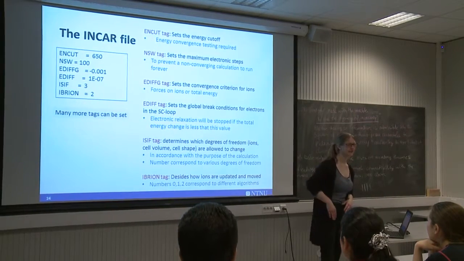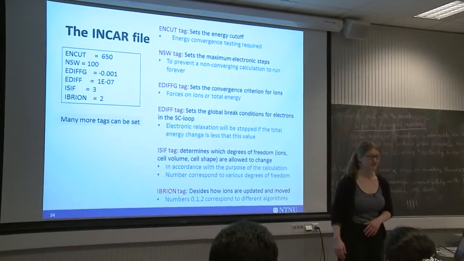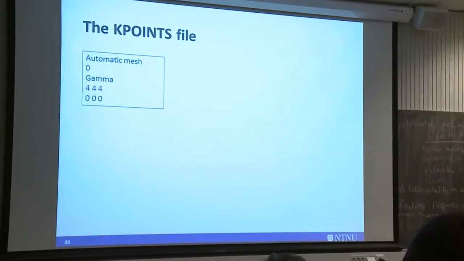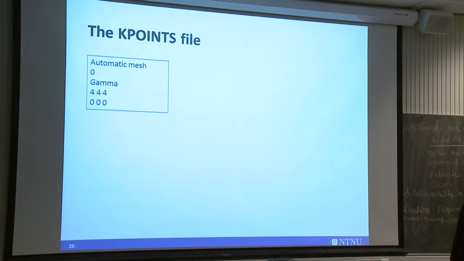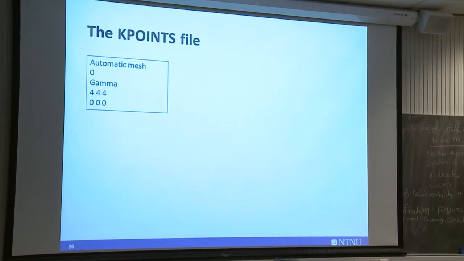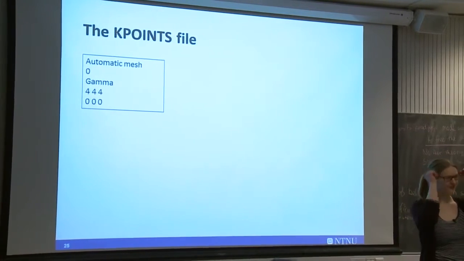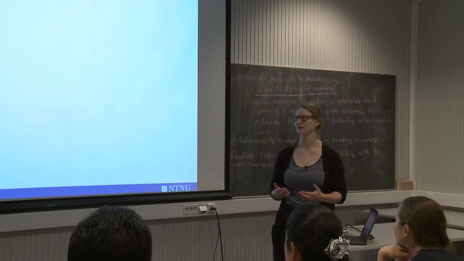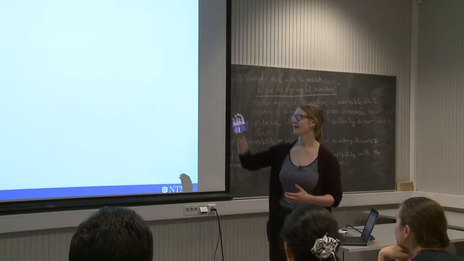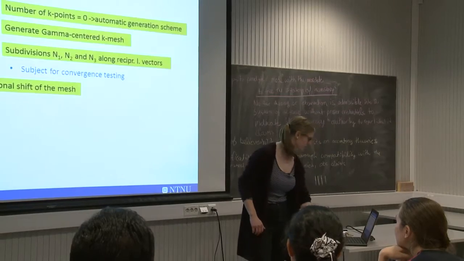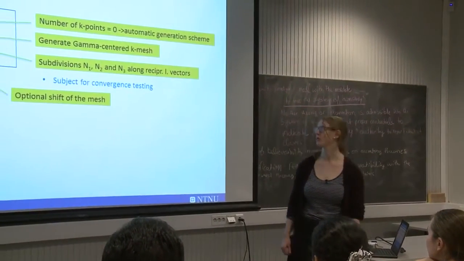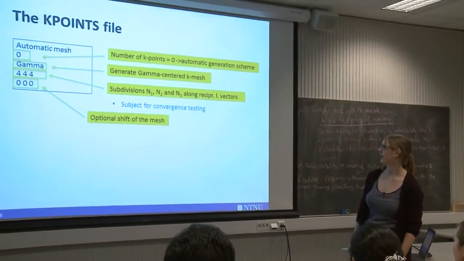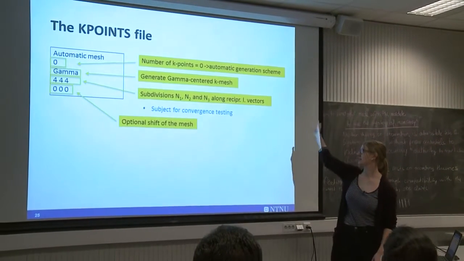So this is basically a file where you set a lot of tags. The K-points file is quite a small file, it doesn't contain a lot. I always use the automatic mesh. There are a lot of ways. You can explicitly set the K-points in your Brillouin zone, but I always use some automatic mesh, so my file looks simple.